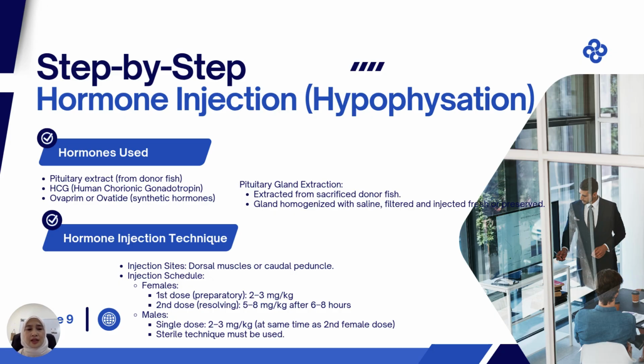For the male, they receive a single dose of 2 to 3 milligram per kg. This is given at the same time as you give the female broodstock the second dose. So you have to synchronize the injection of the male and the injection of the female, because the female needs to receive two doses, but the male needs to receive only one dose. The timing for the second dose of the females should be more or less the same as when you inject the male. And of course, it should be carried out in a sterile environment. We need to be careful because we don't want any infection from this procedure.